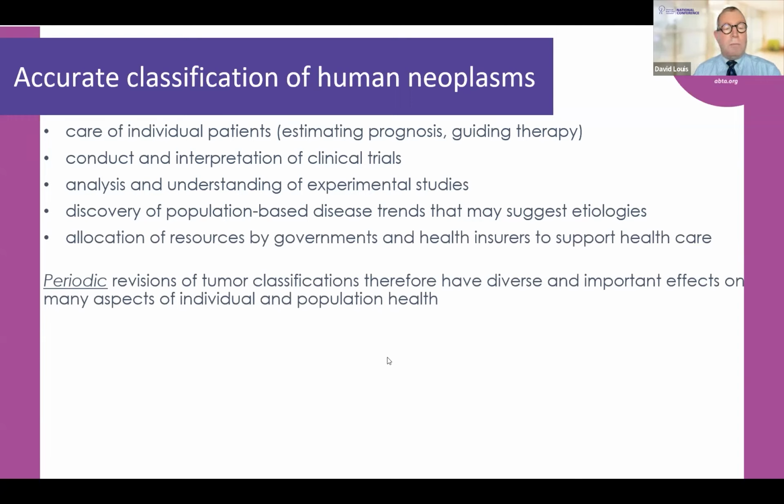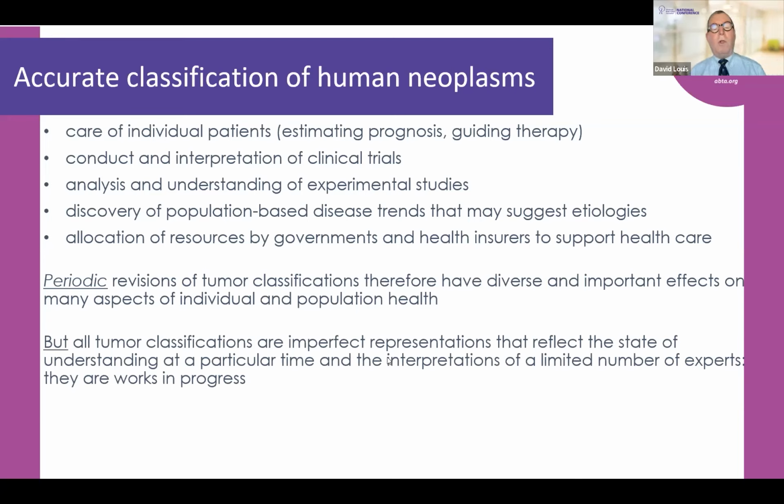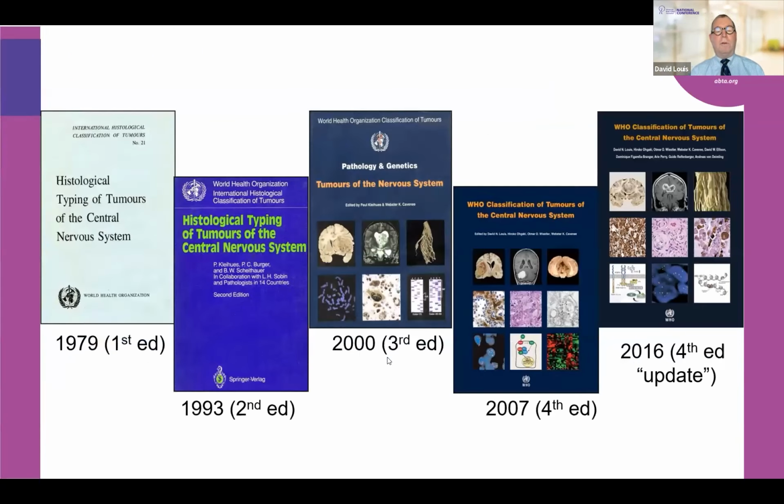It's also really important to realize that all of these classifications are imperfect representations. They represent the state of the art, the state of understanding at a particular time. And they also represent the interpretation of limited numbers of people. They should really be thought of as works in progress. And so each classification improves on the last one and sets up for further improvements to happen in the future.